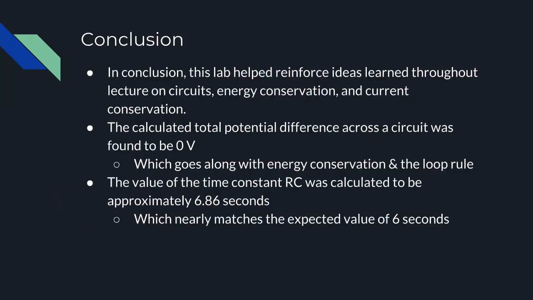In conclusion, this lab helped reinforce ideas learned throughout lecture on circuits, energy conservation, and current conservation. The calculated total potential difference across a circuit was found to be 0 volts, which goes along with energy conservation in the loop rule. The value of time constant RC was calculated to be approximately 6.86 seconds, which nearly matches the expected value of 6 seconds.